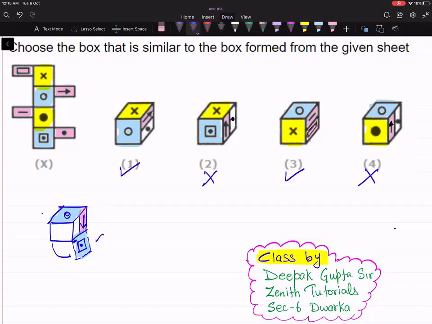Okay, this ends the dice session. Dice questions are relatively easy with these tricks, right? These tricks will save you some time. Okay, let's end the session here.